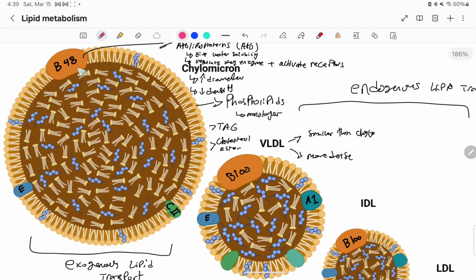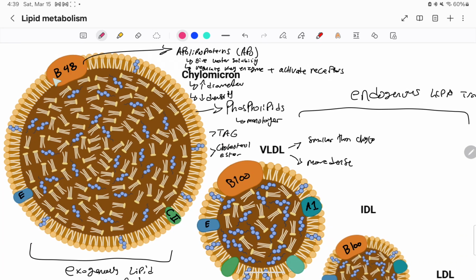This ApoB48 that's on top of it, right? This was made inside of the small intestine along with this other apoprotein that's not shown here called ApoA1, okay? And the B48 and the ApoA1 are going to be present on the chylomicron as it is being secreted outside of the enterocyte, okay? Now about this ApoB48, take notice how it's the same color as this ApoB100, okay?